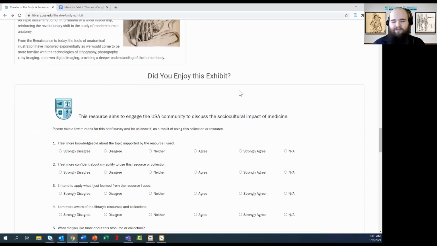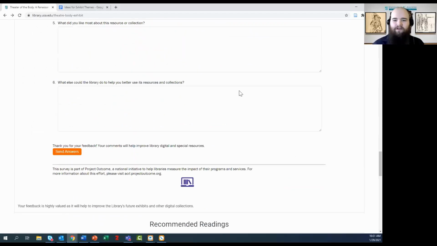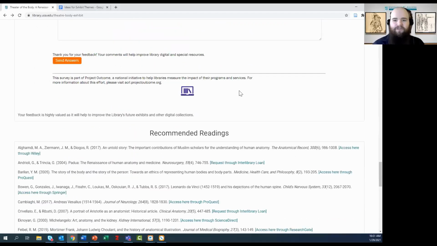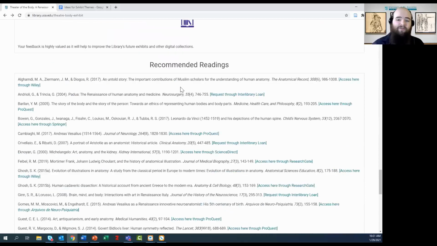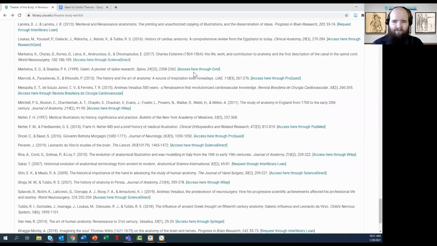And we have a survey, of course, and this is how we assess a lot of our services. I also wanted to make a point of having actual recommended readings, which are a lot of the scholarly literature that was drawn on to inform this particular exhibit. All of them are either accessible through our databases as linked here, or you can request them through Interlibrary Loan.